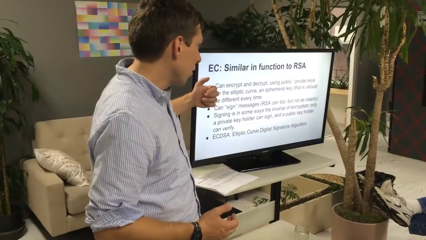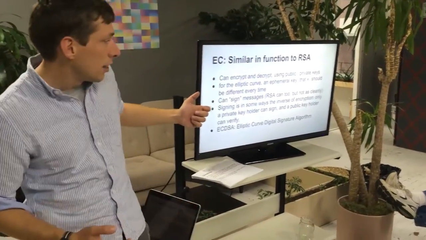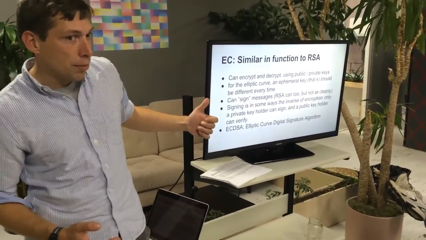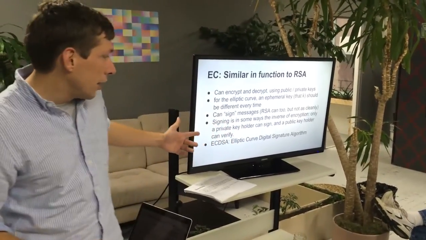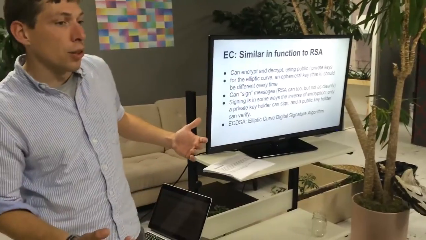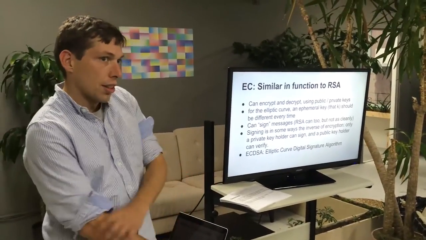You can encrypt and decrypt and also sign, which is similar to encryption, but sort of the inverse, in that the private key holder can sign, and any public key holder can verify that signature.